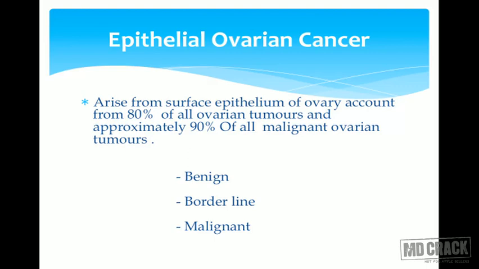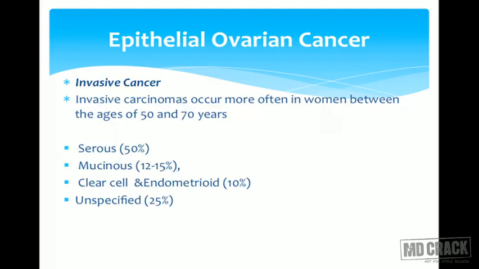They arise from the surface epithelium of the ovary and account for almost 80 to 90% of all ovarian tumors. And of malignant ovarian tumors, epithelial forms almost 90%. So see how important they are. They are divided into three types, that is benign, borderline and malignant. The malignant, the invasive cancer, occurs most often in women between 50 to 70 years of age. The important varieties are serous, mucinous, clear cell, endometrioid and unspecified.